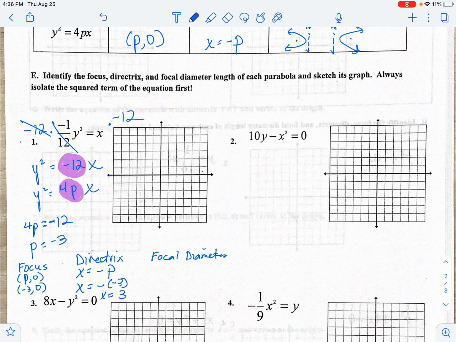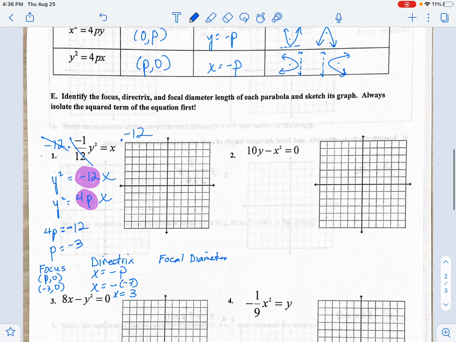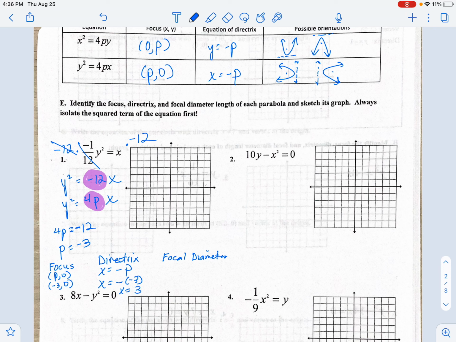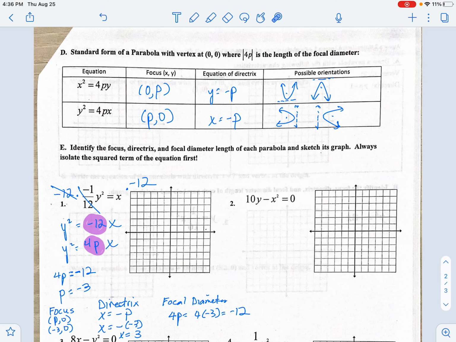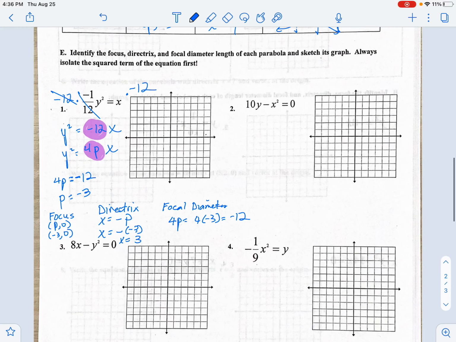Focal diameter, we talked about this, right? It is going to be the absolute value of 4p. If you try to do 4p, you actually end up with a negative number. 4 times negative 3 is negative 12. But since we're talking about a length, we always want positive. So we always just take the positive version of whatever that is. That's why in our notes up here, it says we want to put absolute value of 4p, just to make sure it's always going to be a positive number. Okay. So your focal length here is 12, positive 12.